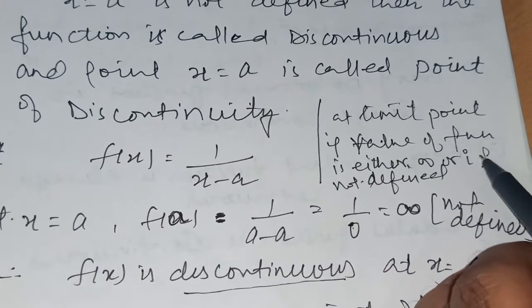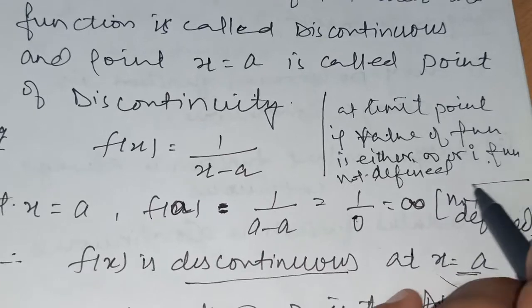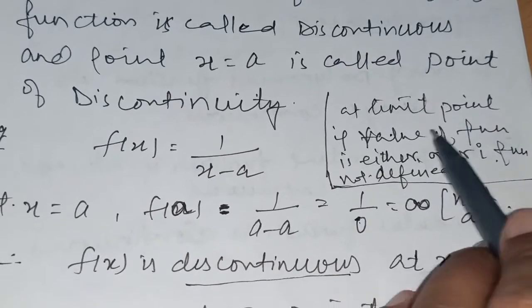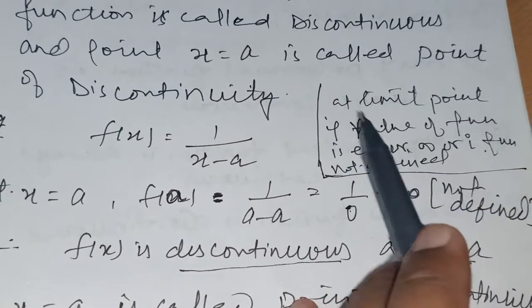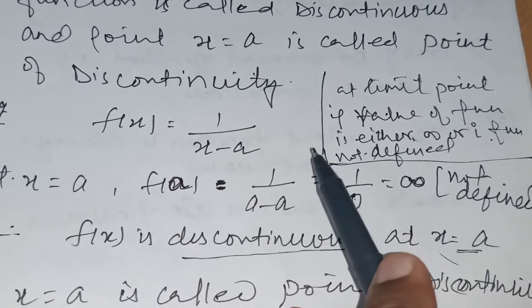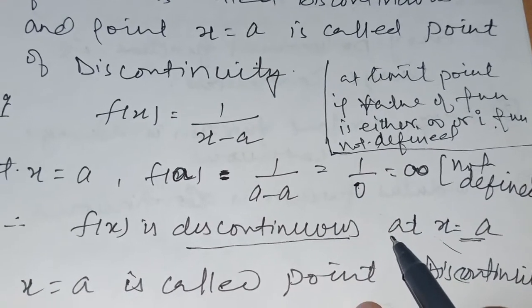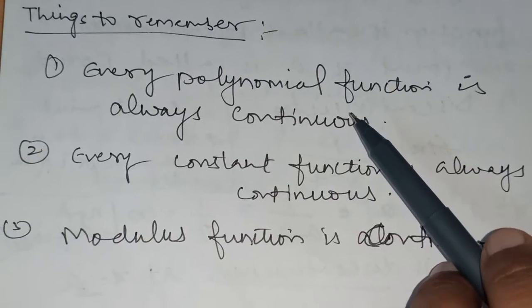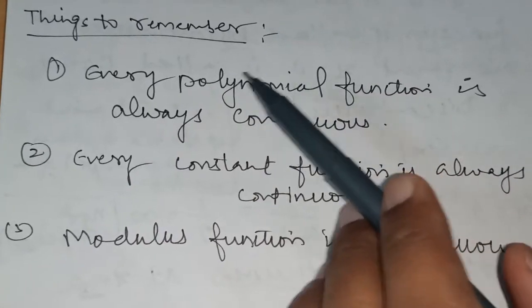Function is not defined. That means to say, and in this situation the function is known as discontinuous, and the point at which the function is discontinuous is called point of discontinuity. Okay, now two more things.